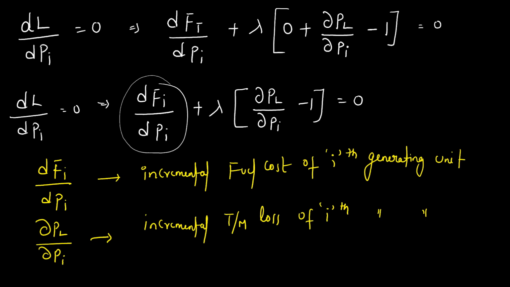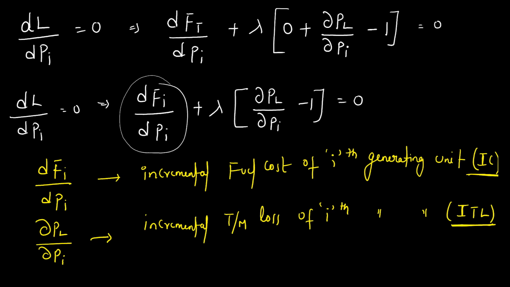One is the incremental fuel cost and the other is the incremental transmission loss of the ith unit. For incremental fuel cost, we are going to write it as IC. And for this one, I am going to write ITL, incremental transmission loss, as shorthand.